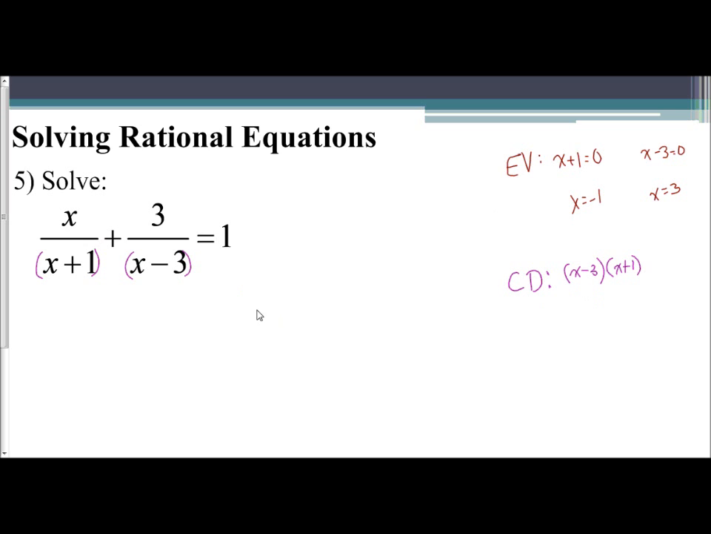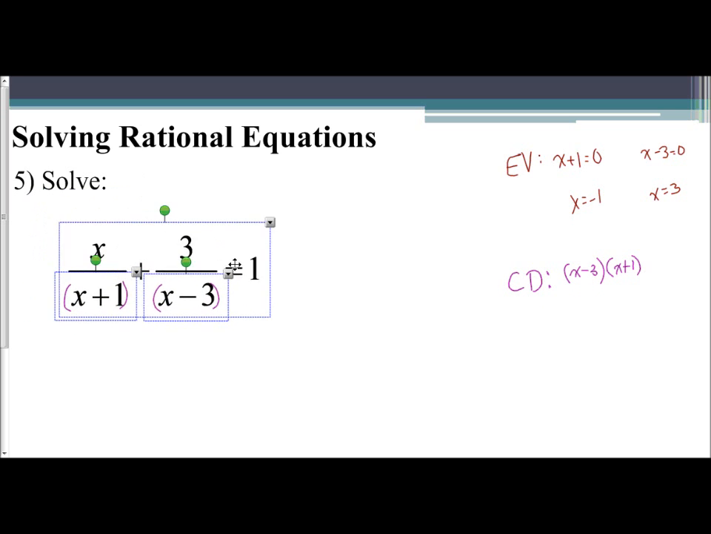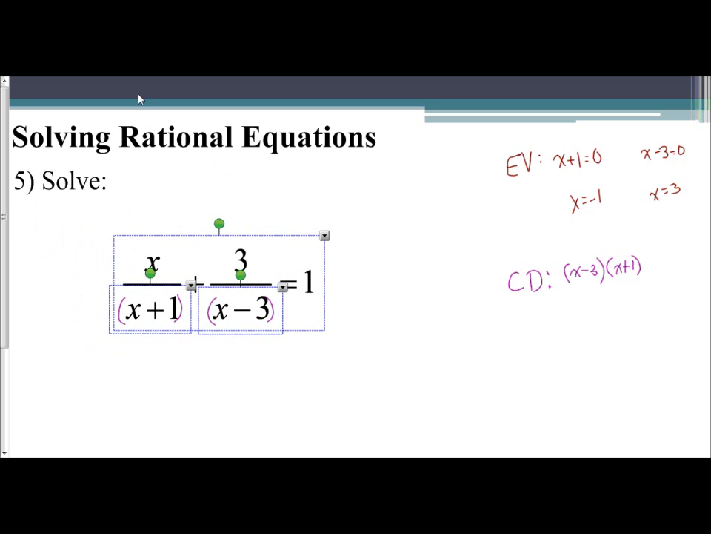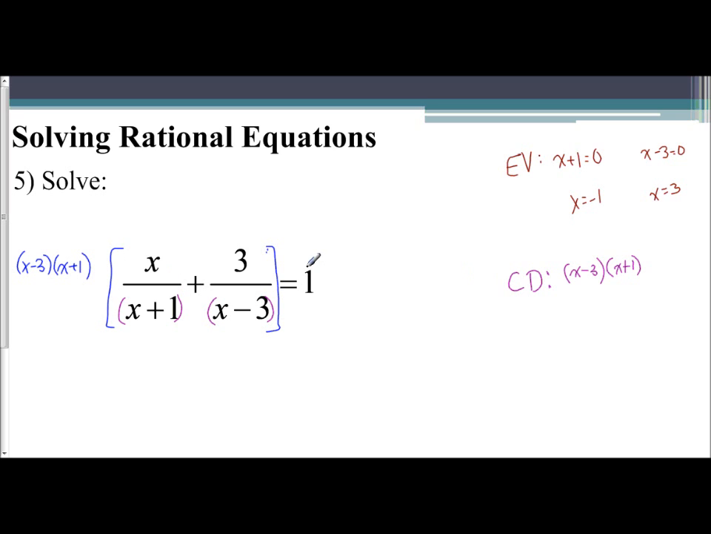So what I'm going to do is I'm going to multiply both sides of this equation by the common denominator. I'm going to multiply the left side and the right side by x minus 3 and x plus 1. So let's put it on the right side as well. I have x minus 3 times x plus 1. And we're going to distribute this in.